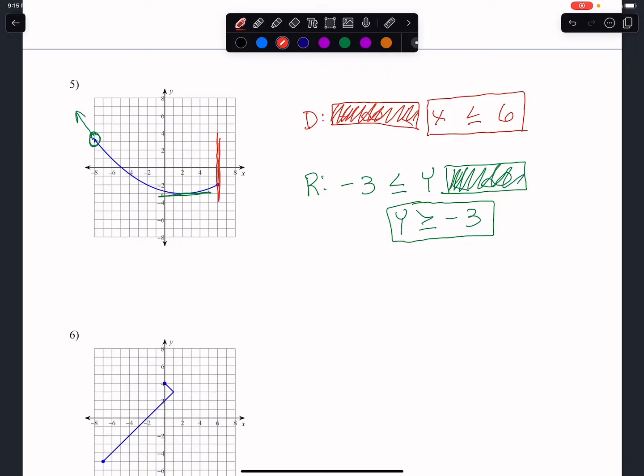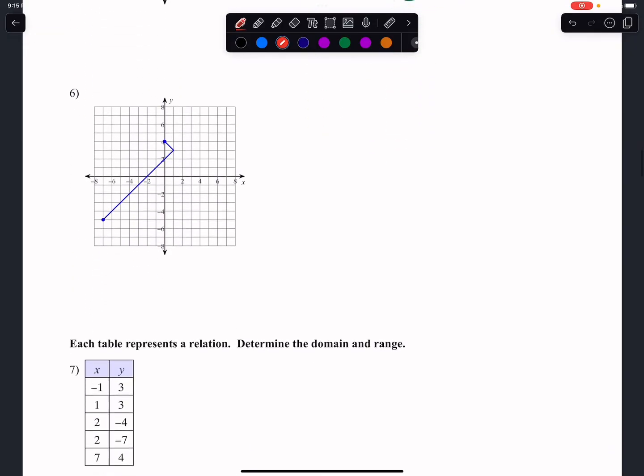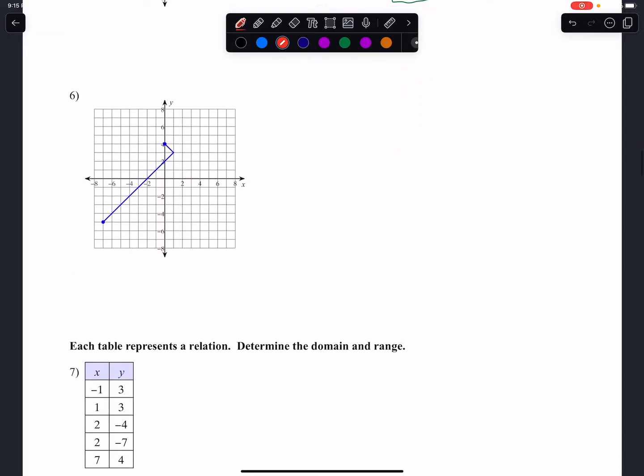Okay? And one more of these type, and then we'll get into tables and all that good stuff. All right, so domain. At this point in the video, I would like for you to pause it. I want you to tell me what you think the domain and range is. And then when you're ready, unpause it and see if you get the same thing I got. So go ahead and pause the video now. Now that you've had the chance to pause the video and unpause it, let's see what you got.